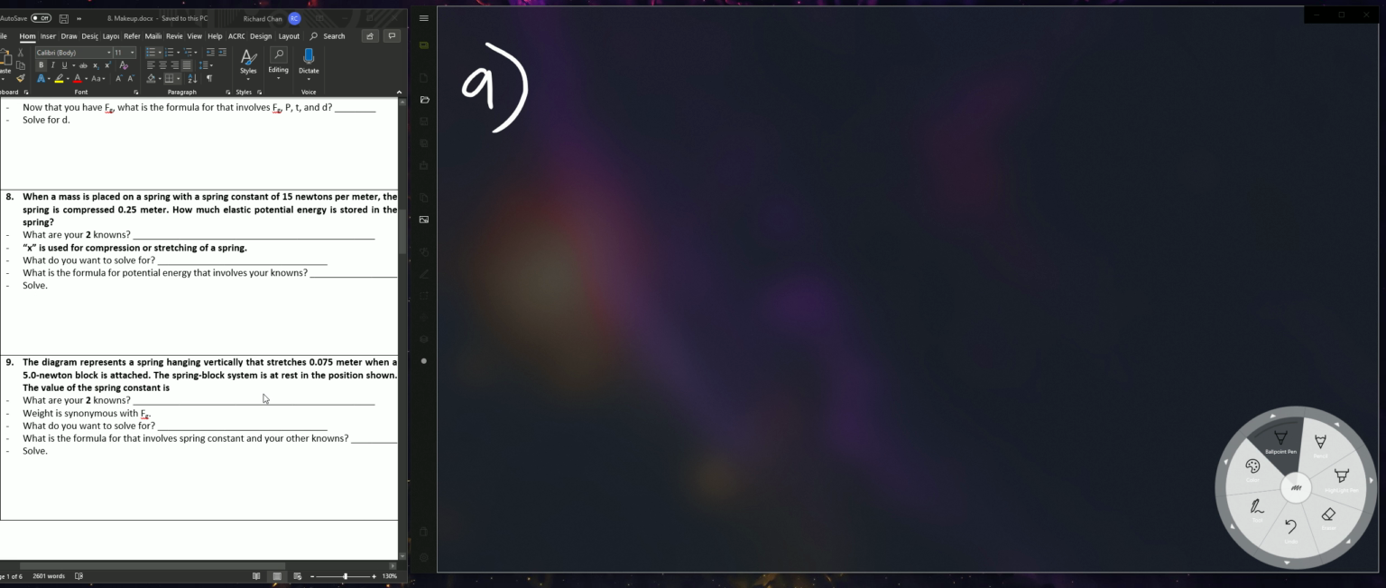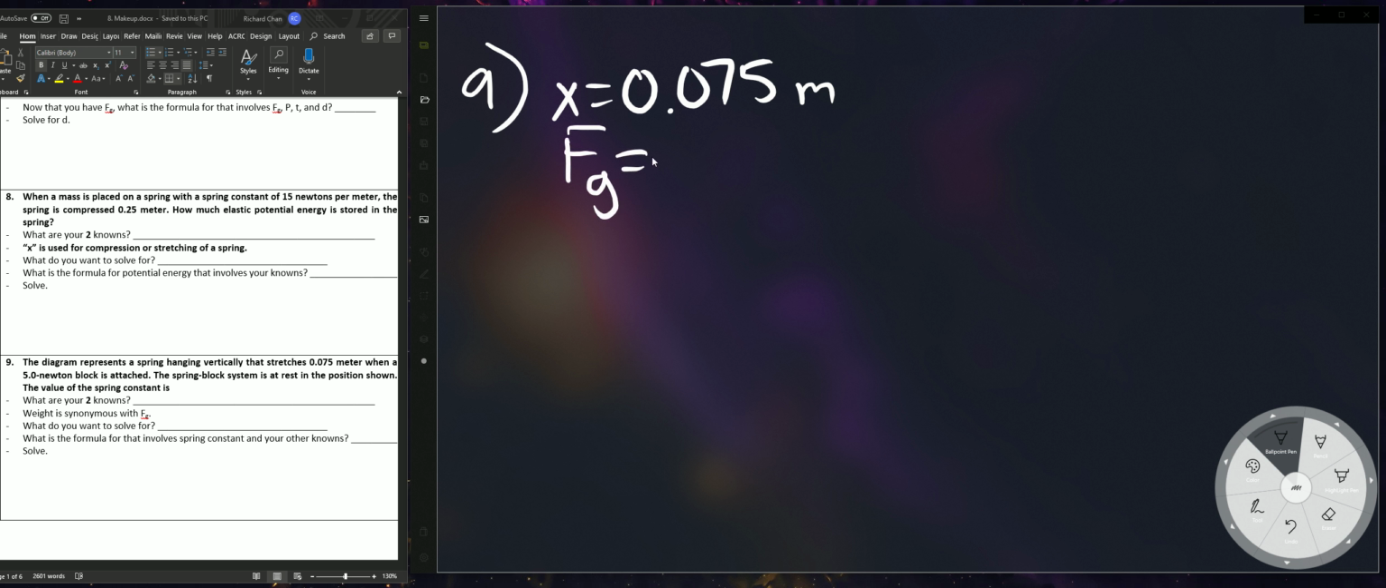So the diagram represents a spring hanging vertically that stretches 0.075 meters, and there's a 5 Newton weight attached. So my Fg is 5 Newton. So these are my two knowns, and weight is synonymous with Fg, which is written on these prompts.